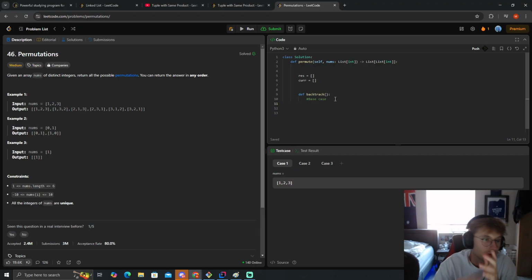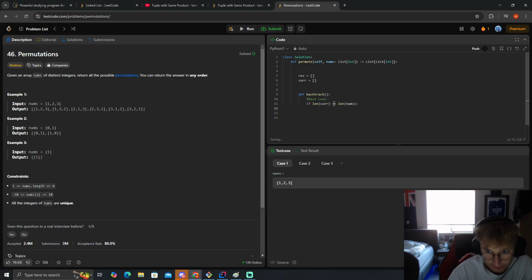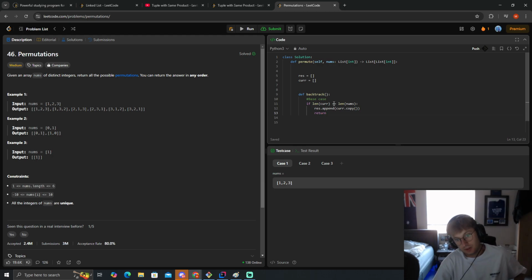We're returning all possible permutations, so it's 1, 2, 3, 4, 5, 6. So I guess our base case would be if the length of current is equal to the length of nums, then we want res.append(current.copy()). We just want to return, right?